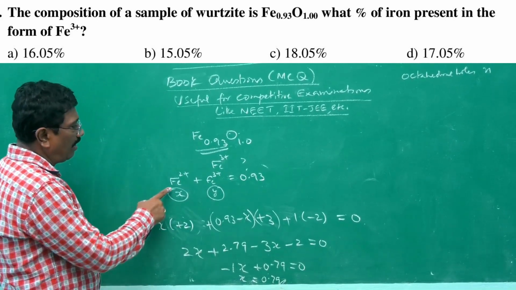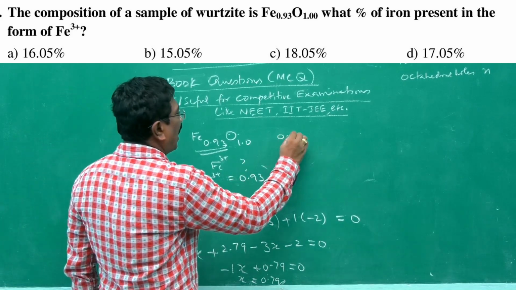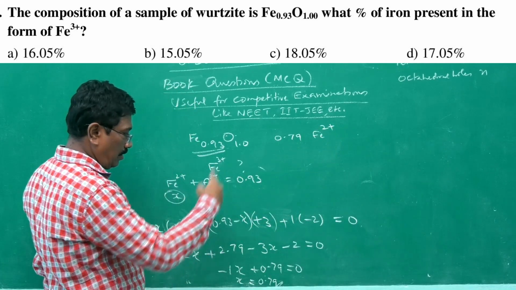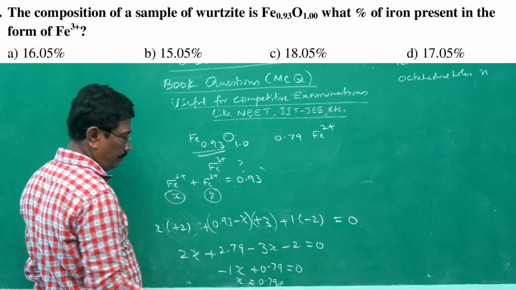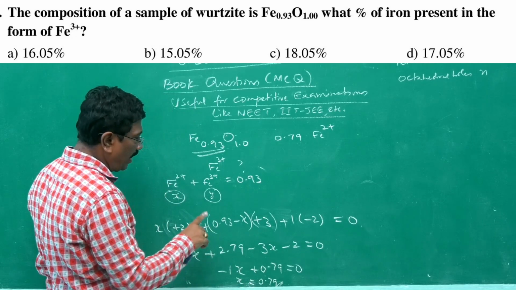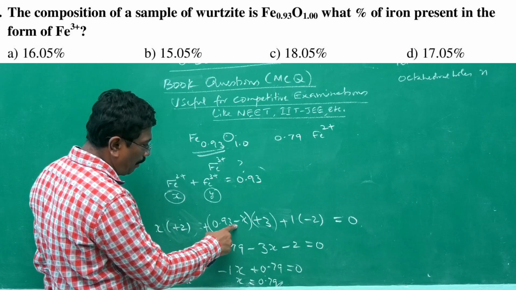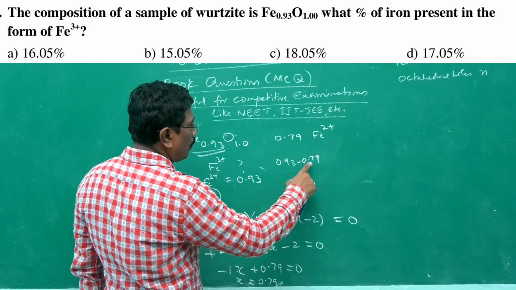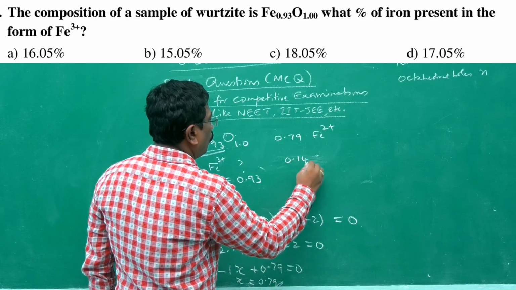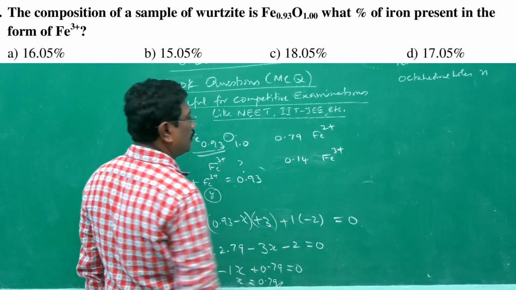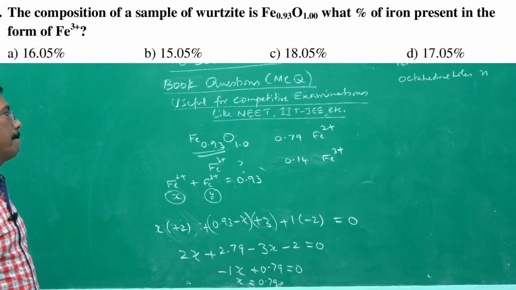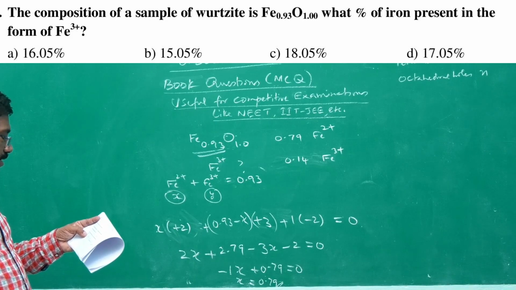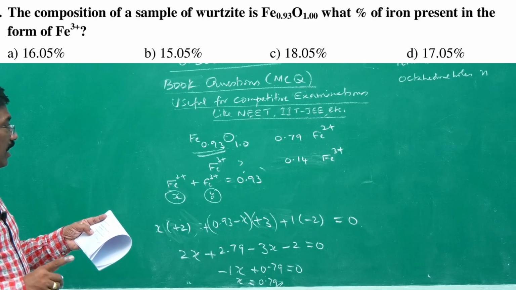That means we have 0.79 atoms of Fe2+. The ratio is 0.79 moles. And then remaining Y, how many? It should be 0.93 minus X. That is 0.93 minus 0.79, which is equal to 0.14. 0.14 Fe3+. So total comes to 0.93. All right. Now the question is percentage of iron in the form of Fe3+.